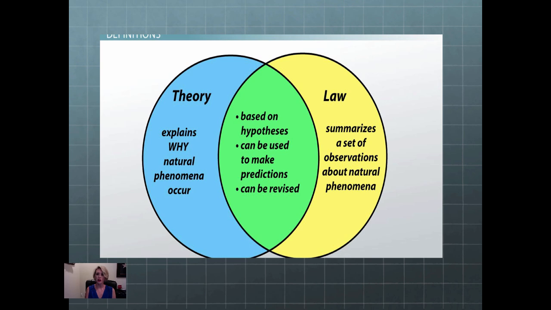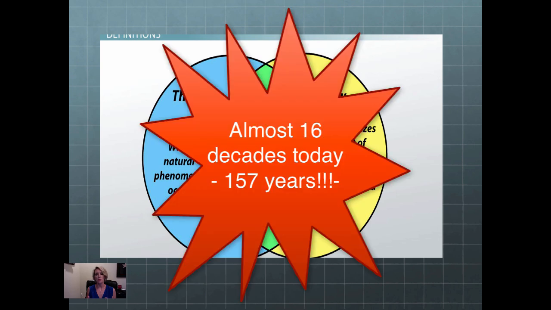Now, something that people often get confused about is what's the difference between a theory, a hypothesis, and a law? Well, hypotheses are just predictions about what you think is going to happen, and they can be revised. And it takes multiple hypotheses to feed into a theory. And a theory explains why a natural phenomena is occurring. For example, the theory of evolution has many decades of research with proven hypotheses that shows that natural selection does occur and can lead to the evolution of species.